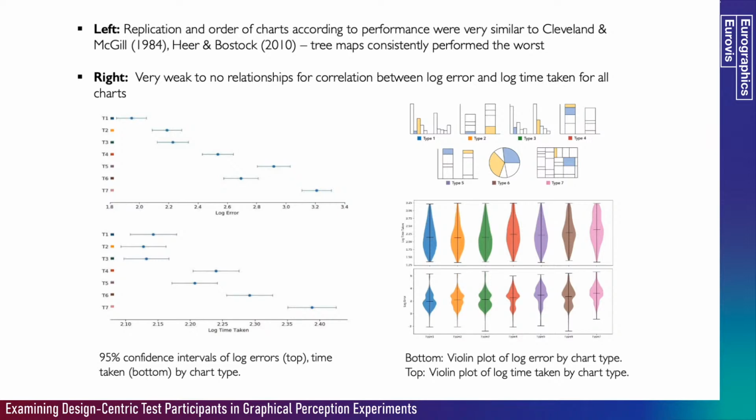We also found a significant difference in response times between charts. Response times were similar between types 1, 2, and 3, all bar chart variations. Type 2 bar charts were the fastest with 9.2 seconds, while tree maps were 30% slower with 12 seconds. We also observed very weak to no relationships for correlation between log error and log time taken for all charts. This is on the right. This suggests that taking more time to respond does not significantly alter the accuracy of the judgment, regardless of chart type.